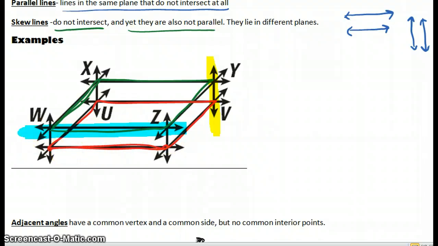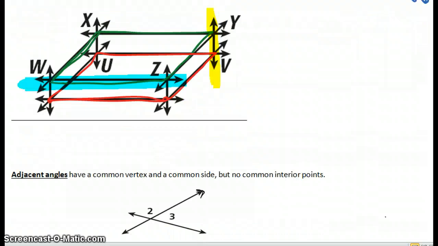So those are skew lines. They will never touch, and they are not parallel.